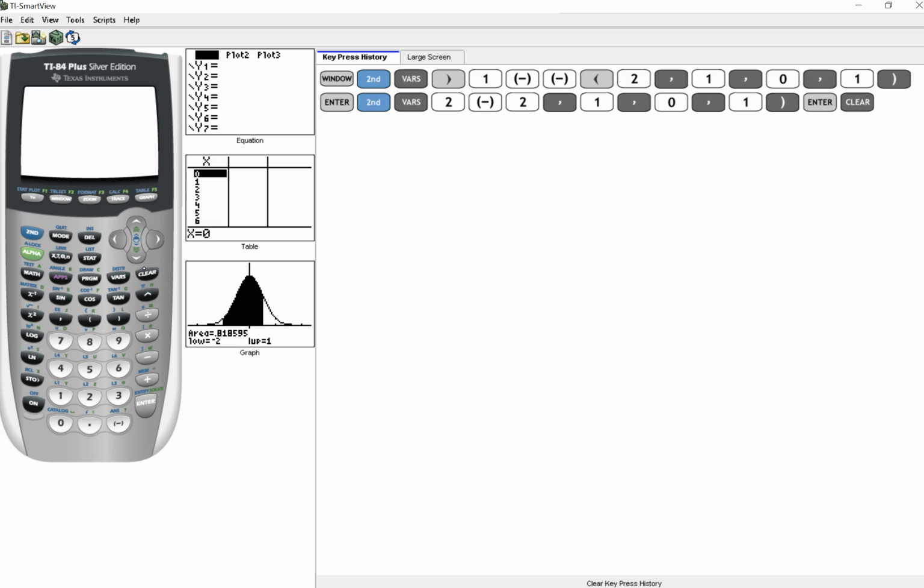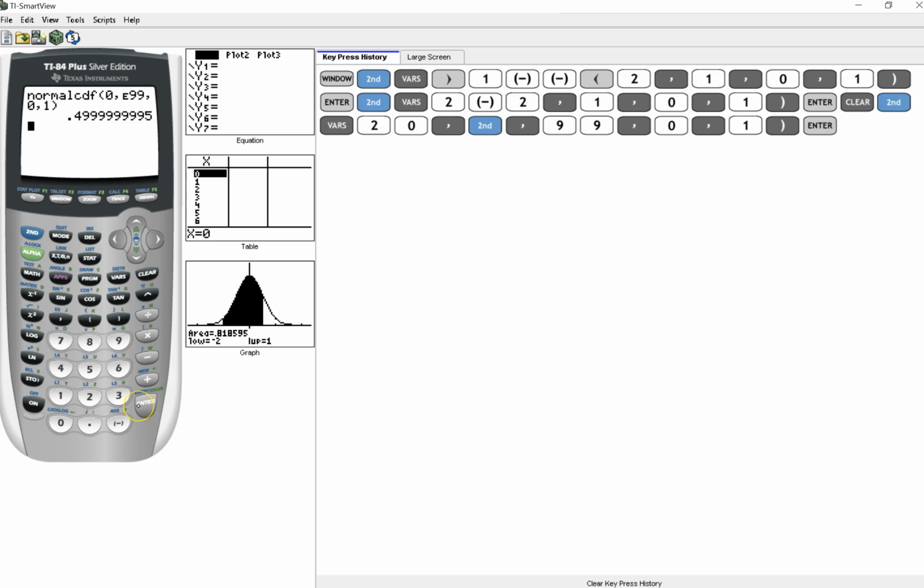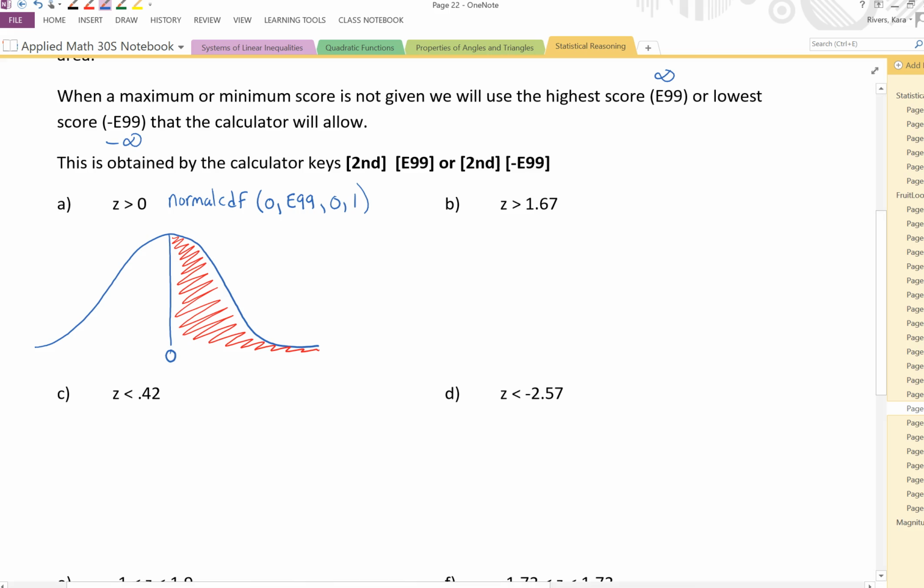So I'm going to clear my other stuff out of here. And I'm going to go into second vars, or the distribution menu, go to normal CDF. So we know it's going from 0, comma, and do you see above the comma there's that double E? So we go second E 99, and then comma 0, comma 1. Enter. So there we go, 0.49 repeated, which is exactly what we anticipated. That rounds to 0.5 or 50%. So that means an area or a probability of 0.50.